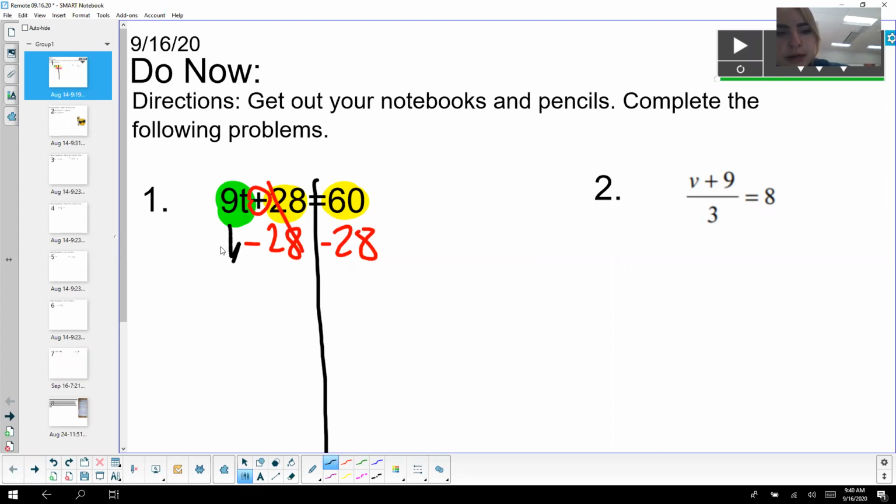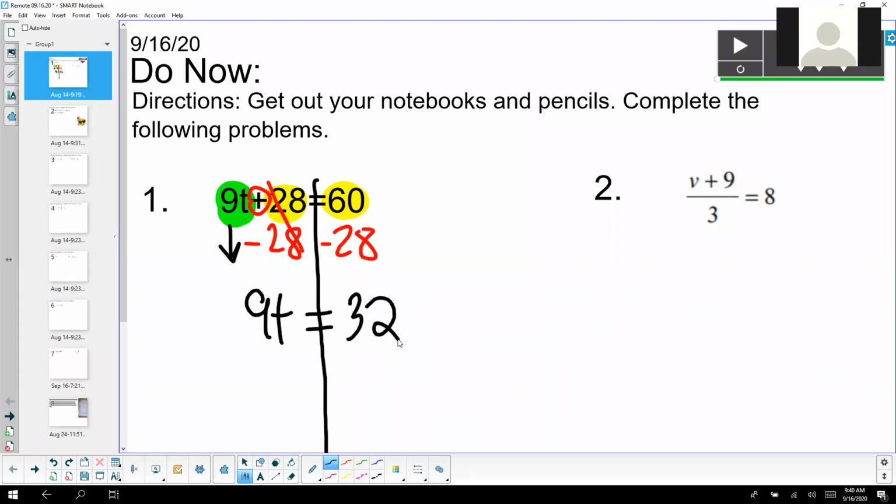I'm going to bring down my 9t. So I've got 9t equals, and then 60 minus 28. So 60 minus 28 equals 32.